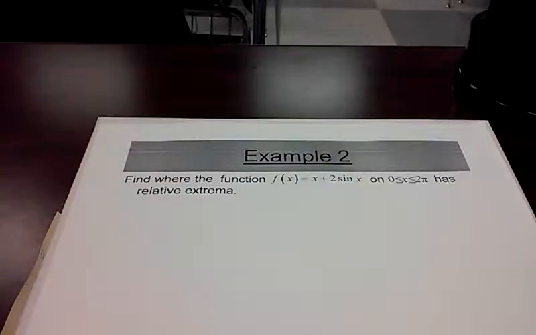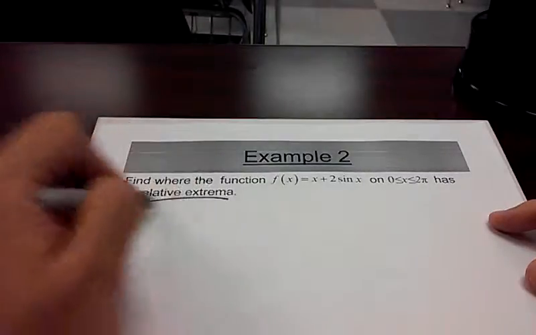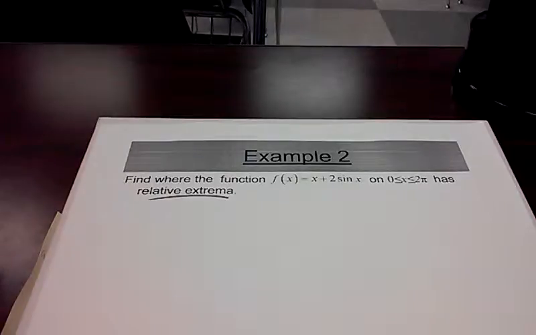Guys, for this problem it says, find where the function f of x is equal to x plus 2 sine of x on the interval 0 to 2 pi has relative extrema. Now, when in doubt, take the derivative, right? Because you can do something with the derivative.